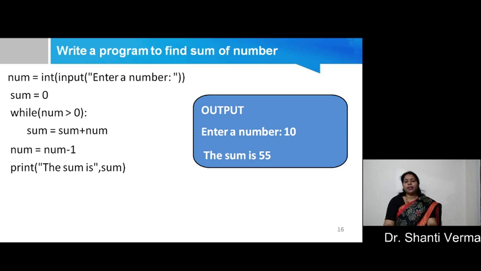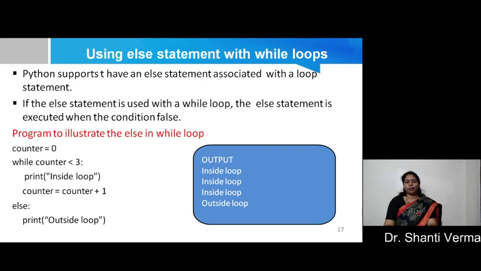In that case, if I enter the number 10, you can see that it prints the sum is 55. So 10 plus 9 plus 8 plus 7 plus 6 up to 1 is 55.